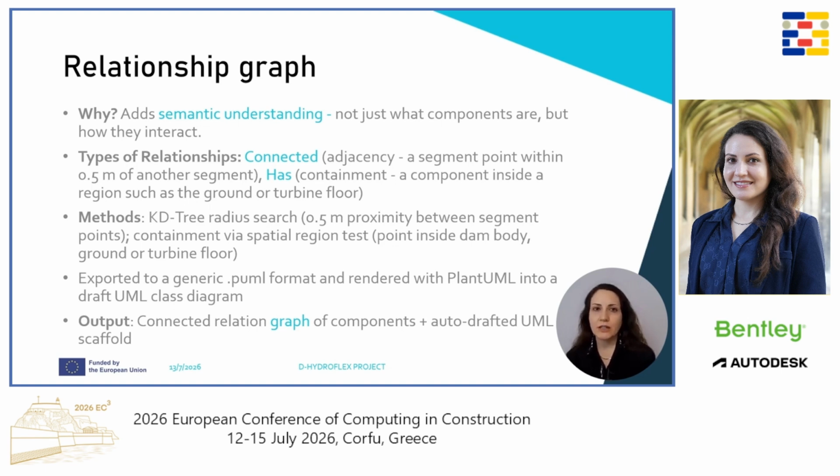After that, we check containment with a special region test. This tells us whether a component is inside the dam, the ground, or the turbine floor. Finally, we export the results to a PUML file. Then we use PlantUML to generate a draft UML class diagram automatically. So the final output is a relationship graph and a draft UML diagram. This gives the modeler a strong starting point instead of building everything from scratch.